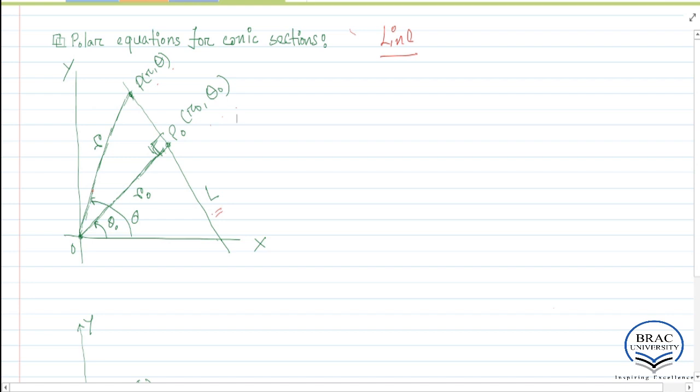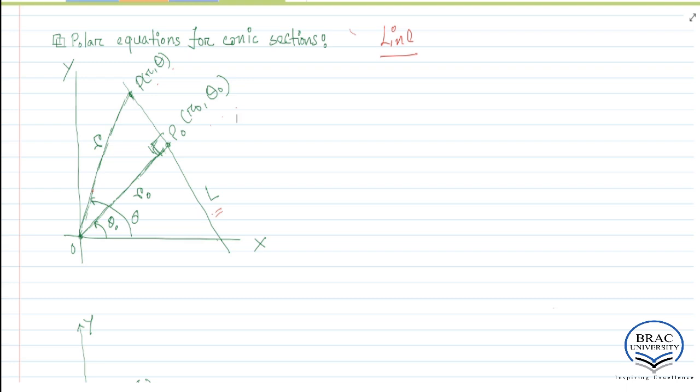Hello students, in this lecture we will discuss the polar equations for conic sections. So we have already learned the equations of conic sections in previous lectures, but we have considered those equations in Cartesian coordinates.